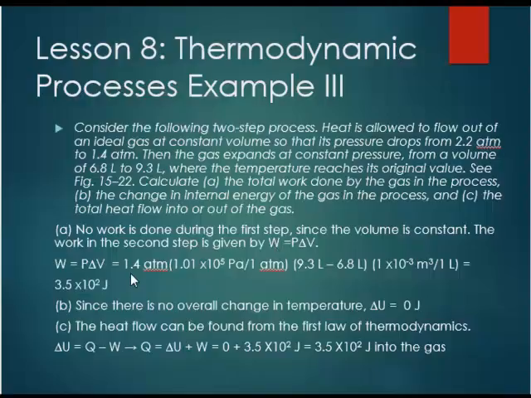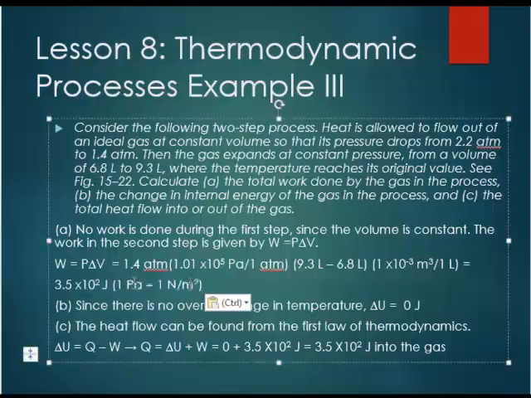So first we have to realize where the pressure is at this point, and notice it goes from 2.2 atm to 1.4 atm. So we're going to convert that to pascals like we did before, and as a reminder, 1 pascal equals 1 Newton per meter squared. So we're going to put that in. It's 1.4 times 1.01 times 10 to the 5. It'll end up being about 1.01 times 10 to the 5 Newtons per meter squared.